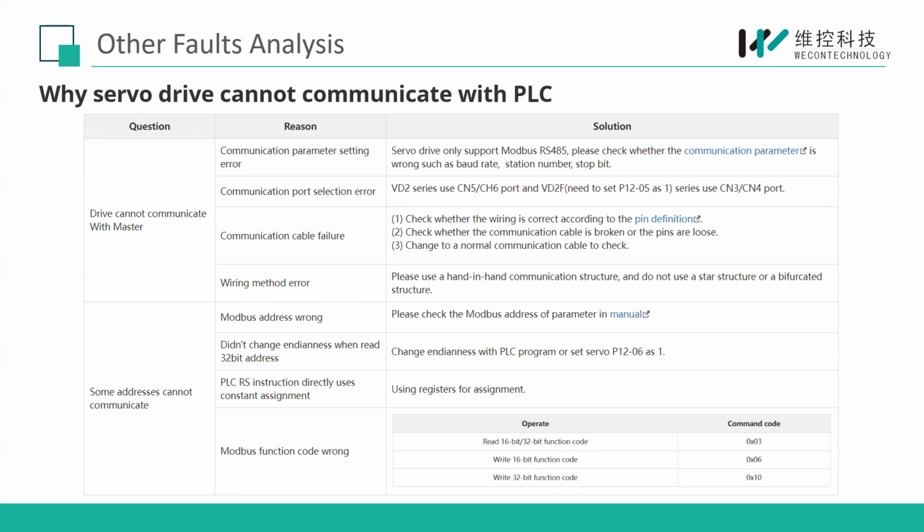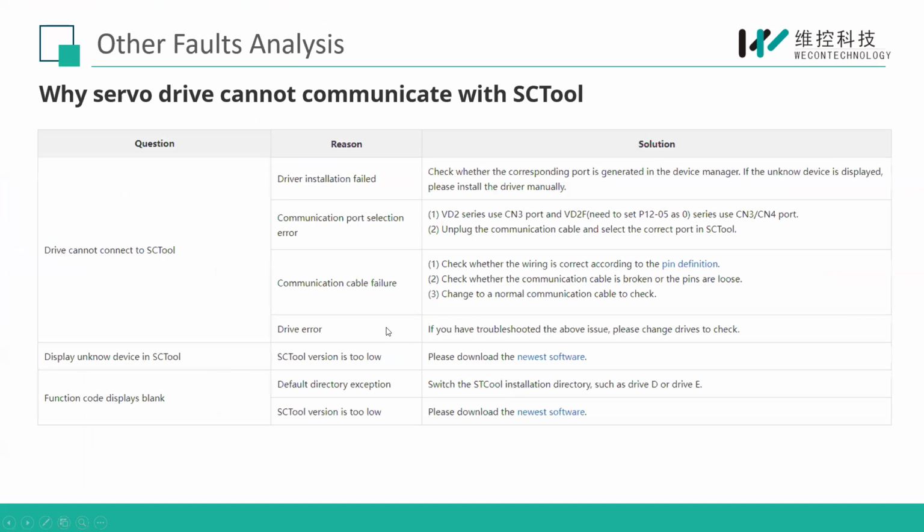You can change it on the PLC side, or you can change it on our driver side. On the driver side, you can change parameter 12 and 6 to 1. Then all the 32-bit addresses will change, it is high 16-bit and low 16-bit. Okay. And the last, maybe the function code on the bus is wrong, so you can check it.